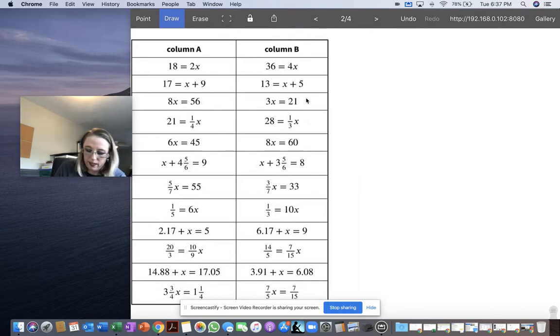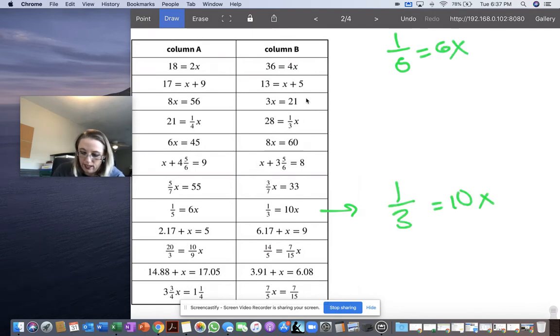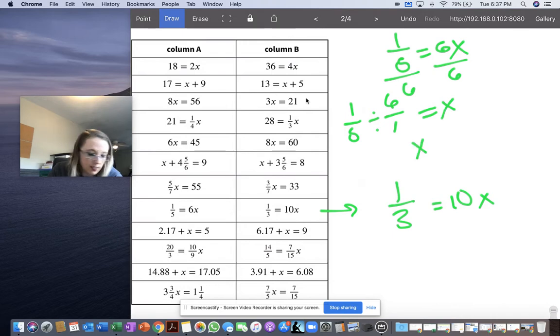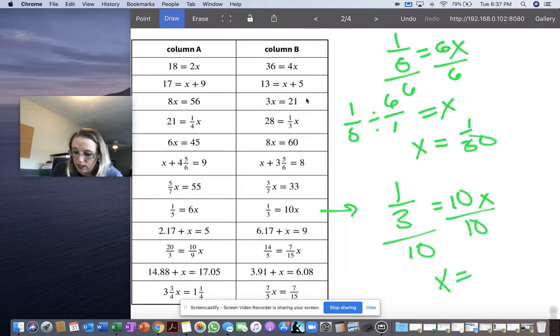Which one are we on? We are on this one. Okay. So 1/5 equals 6x, and 1/3 equals 10x. Okay, so now the x is held by multiplication again. Divide by 6. 1/5 divided by 6 over 1 equals x. X is going to equal 1/30. Same with this one. Divide by 10, x equals 1/30. Okay, this one's pretty easy to see the answer to. Go ahead and pause if you need to.